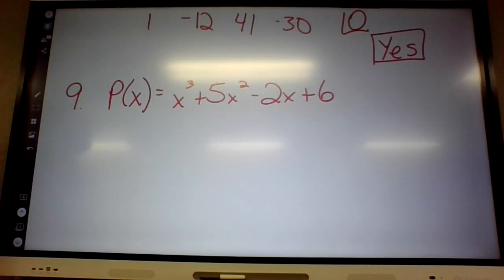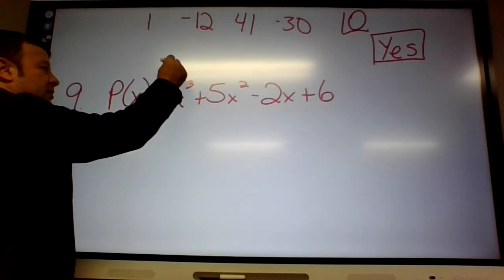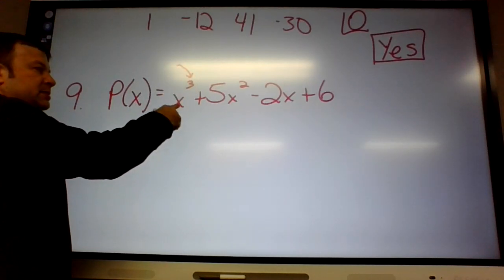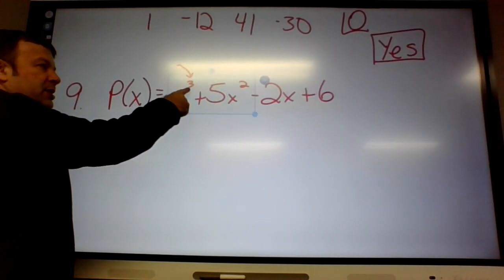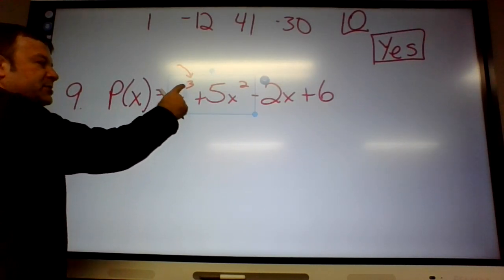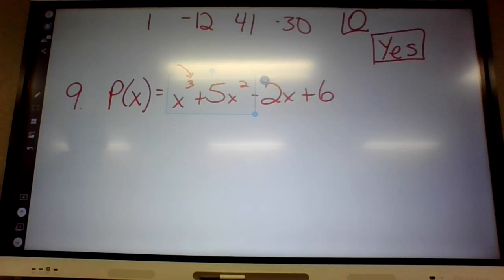So one new rule that we're going to learn is that when you have a cubic function, there should normally be 3 answers to this function. Whatever the highest power is, that kind of tells you how many answers there should be.